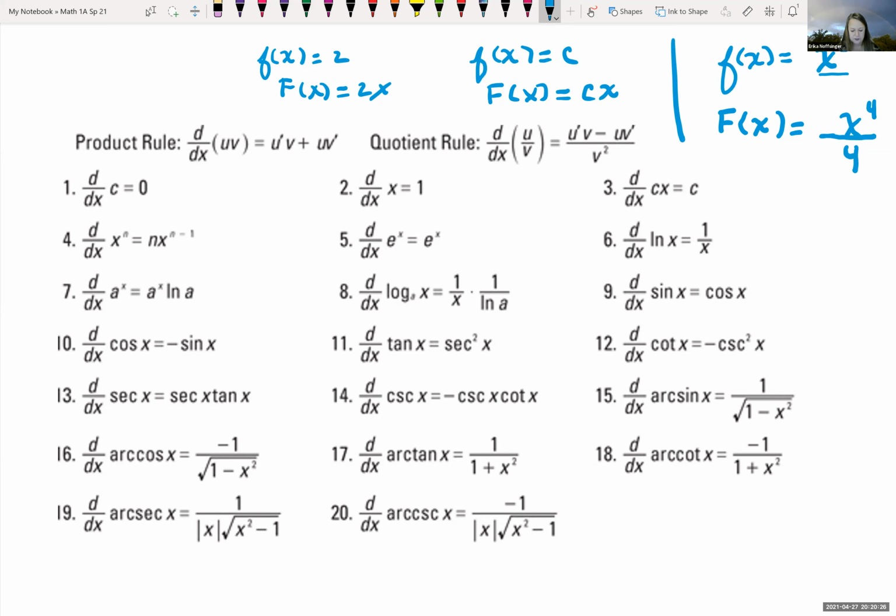Let's ignore the c, that constant, for a second. If I take that derivative now, using the rules, I bring down my power in front, I get my 4x, subtract 1 from my power, I get cubed, all over 4. Simplifying, that gives me back my original function, x cubed.